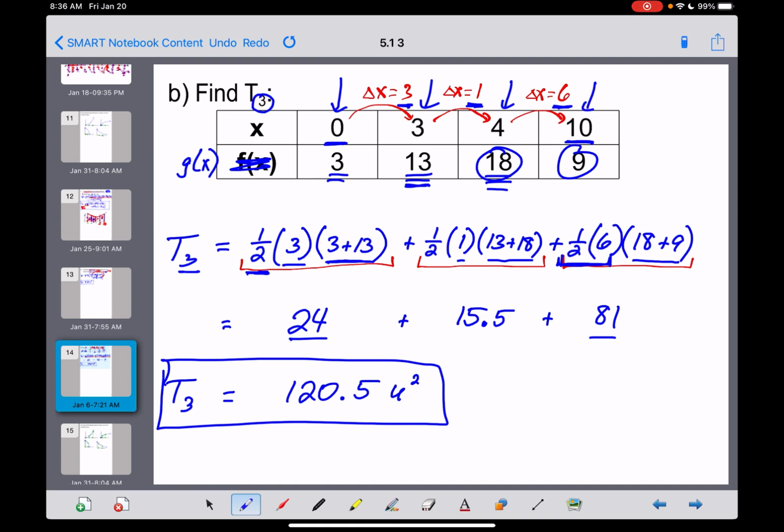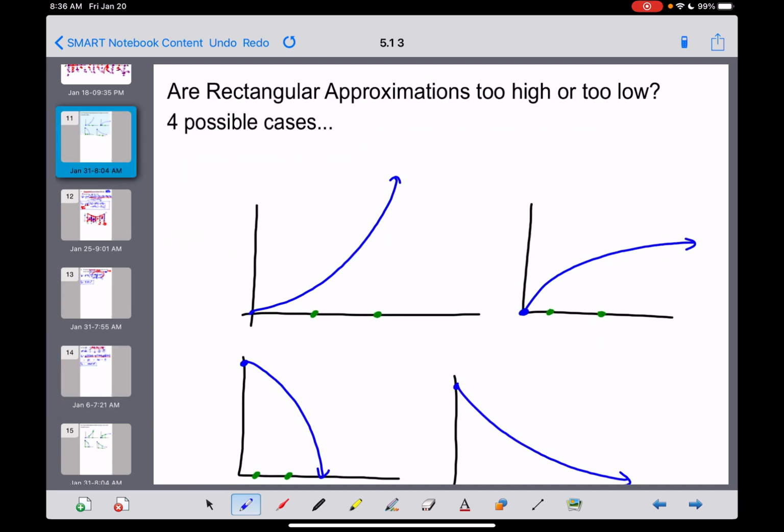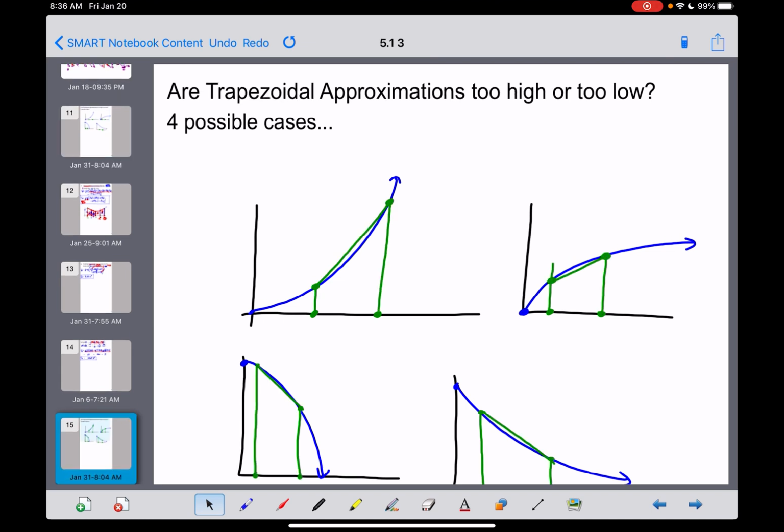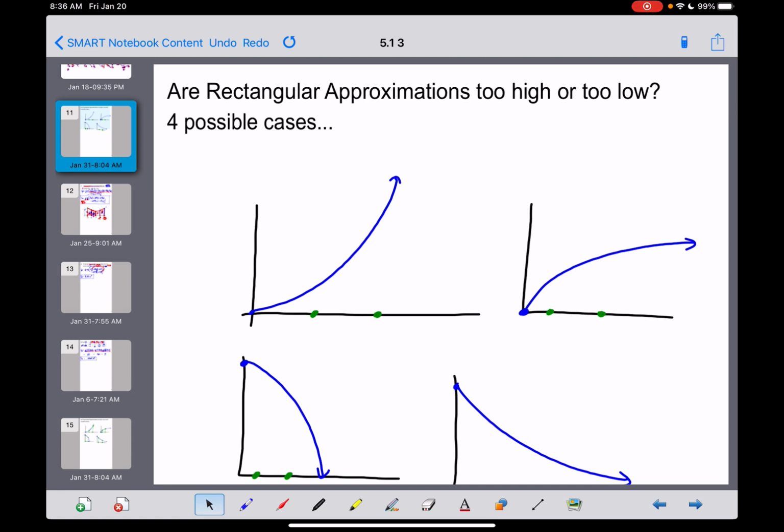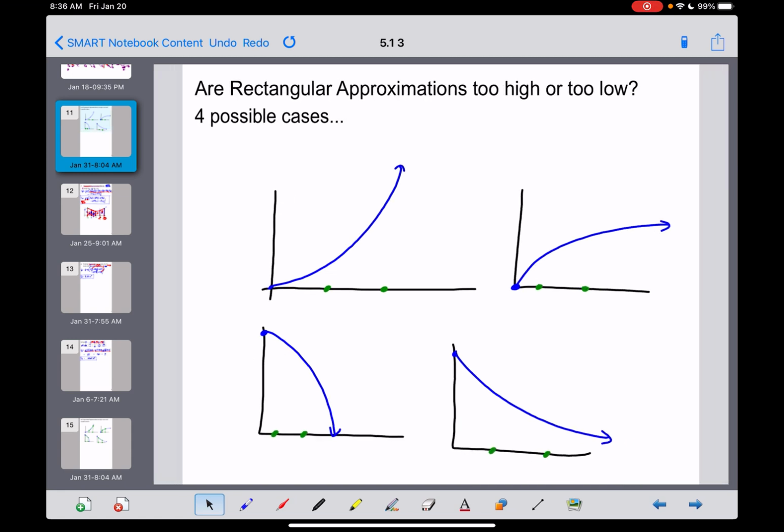All right, guys, that's kind of how we do trapezoidal approximations. There is one more thing that I wanted to do with you here, and I left this slide off of the previous video that we were doing with rectangles, but I want to go ahead and hit this concept as well as this concept right here. Are our approximations too high or too low? And I wanted to talk about really figuring out which is the case here.